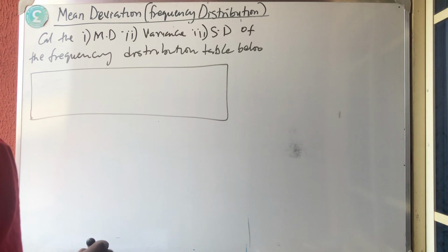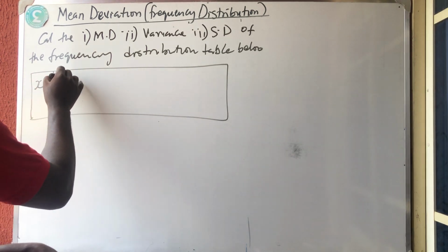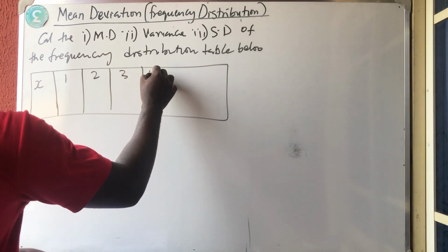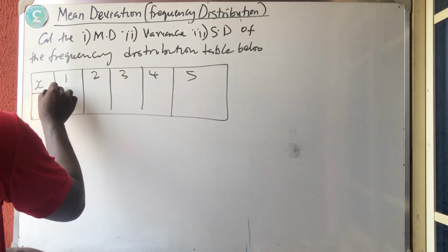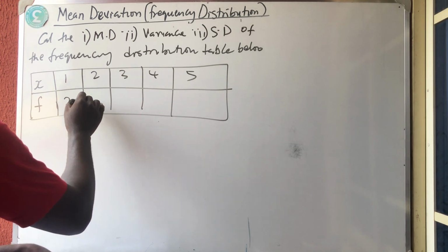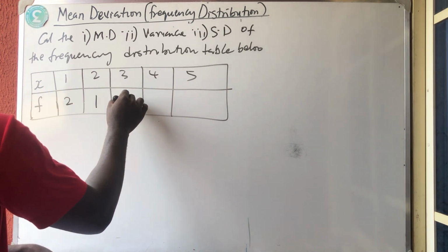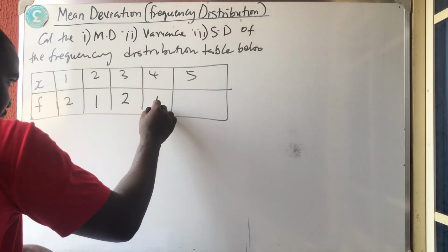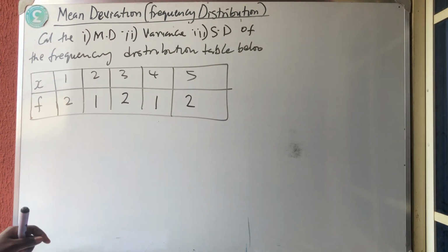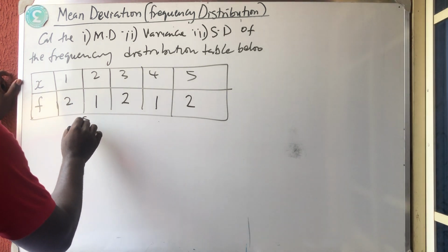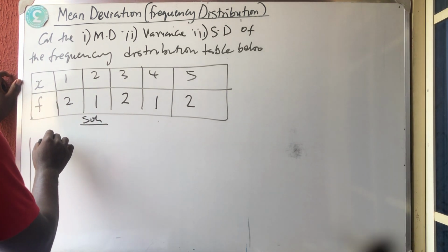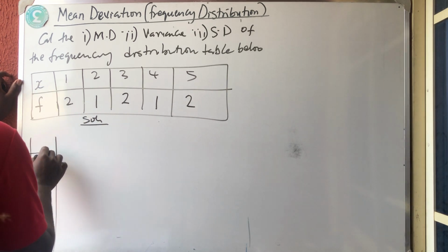Okay, they say that x starts from 1, 2, 3, 4, 5, and they gave us our f to be 2, 1, 2, 1, 2. Okay, so let us draw. Now on a normal solution sheet, I'm going to do everything here. Solution. Now look at what we need. Let me show you what we need.